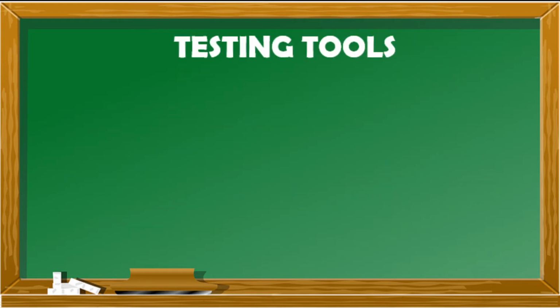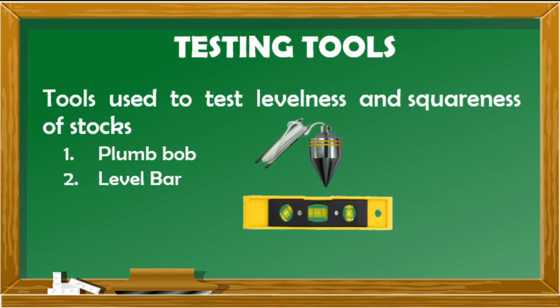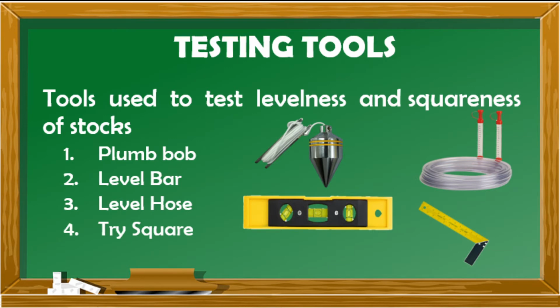Next, testing tools. Testing tools are used to test the levelness and squareness of stock. We use them for testing. We test whether the surface is even, horizontally or vertically. We check the edges of the furniture we made, whether they are still perfectly 90 degrees. So these are our testing tools. We have the plumb bob, level bar, level hose, and tri-square. These are the testing tools we use.